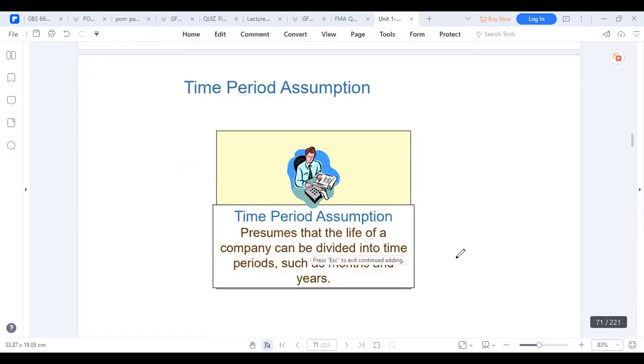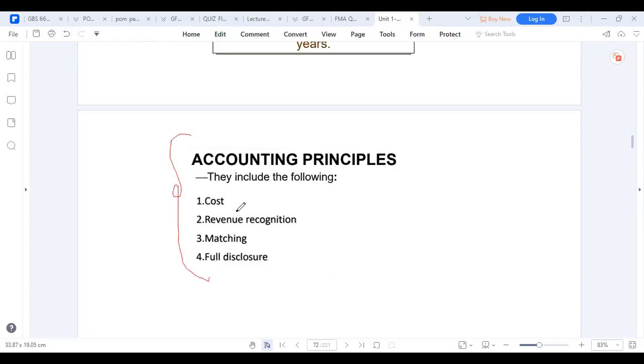Periodicity simply assumes that the life of a company is divided into time periods, months, or years. These are quarters. Then we also have what we call the accounting principles, which represent cost, recognition, matching, and disclosure. The historical cost concept simply assumes that we must value all our assets according to the costs at which they were initially bought. Recognition simply assumes that when we make a sale, we should recognize the sale or revenue at the point when we make the sale, not when we receive the money.